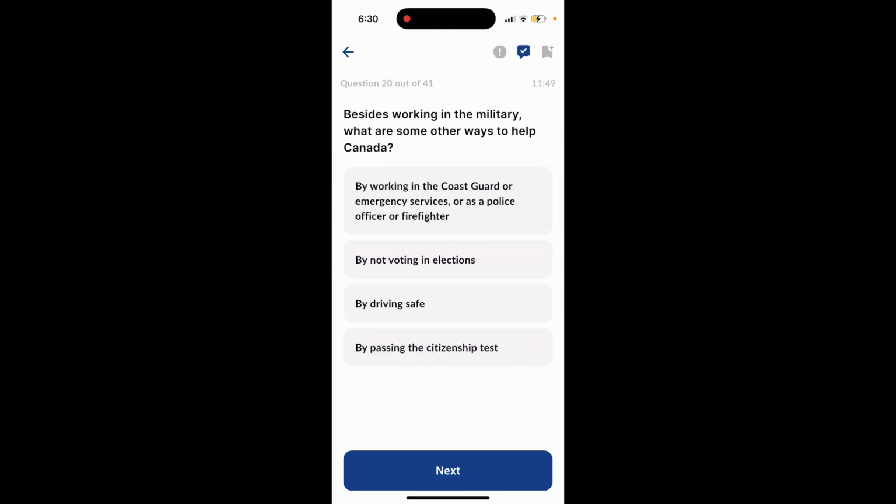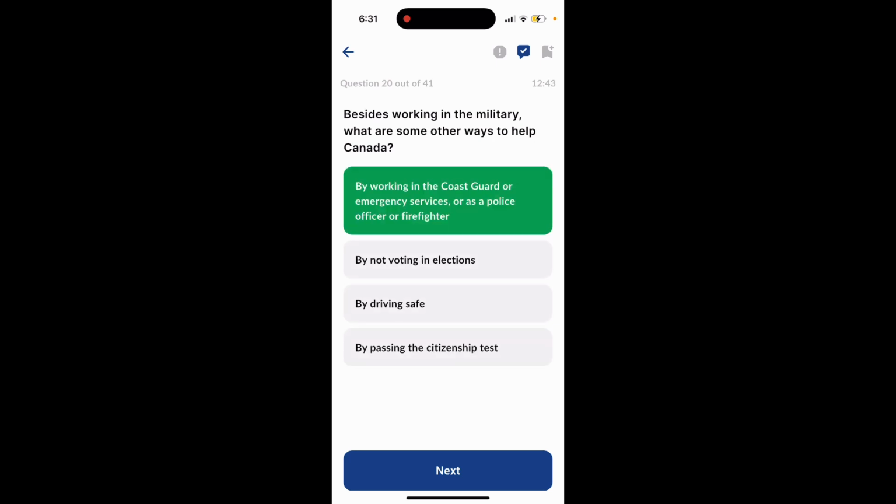Question 20. Besides working in the military, what are some other ways to help Canada? Option 1, by working in the Coast Guard or emergency services, or as a police officer or firefighter. Option 2, by not voting in elections. Option 3, by driving safe. Option 4, by passing the citizenship test. The answer is by working in the Coast Guard or emergency services, or as a police officer or firefighter.